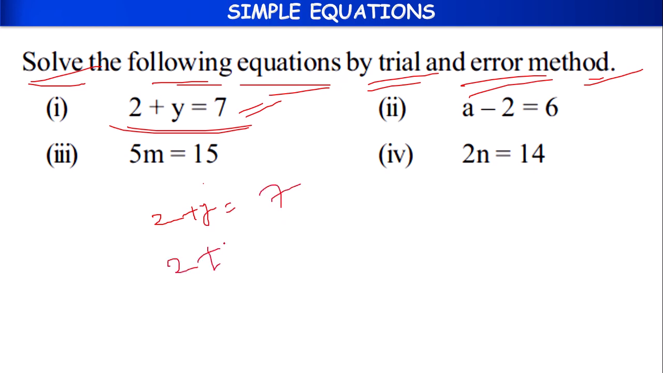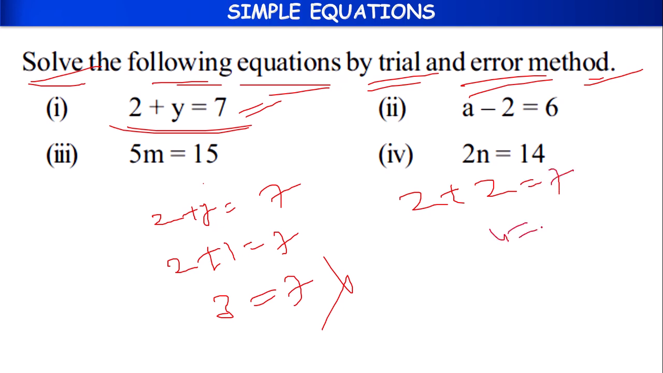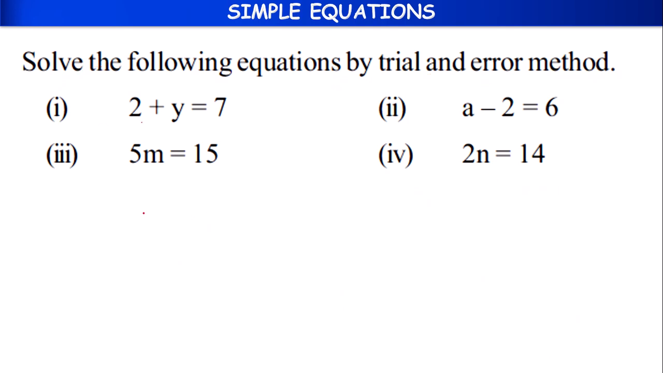Let's start with 1. 2 plus 1 equal to 7? 3 equal to 7. Wrong. Let's keep 2. 2 plus 2 equal to 7? 4 equal to 7. Wrong. Next, 2 plus 3 means 5 equal to 7. Wrong. Next, let's keep 4. 2 plus 4 equal to 7? 6 equal to 7. Wrong.